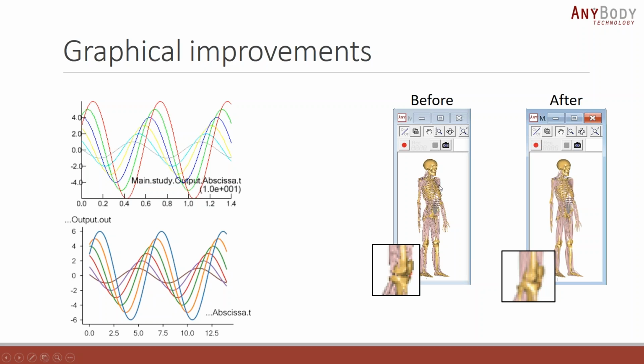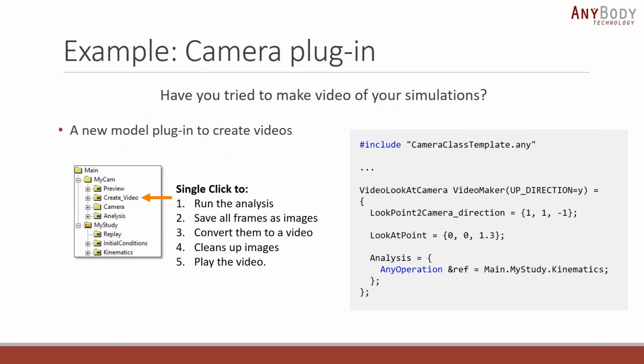There are also some improvements to the actual model view where you see the human. This will basically enable you to get better videos when you make videos from AnyBody. Previously it was necessary to export the pictures in quite high resolution before you made the videos. That shouldn't be necessary now. So to illustrate some of those new improved graphics, I created this small camera plugin that I hope will enable people to make nice AnyBody videos.